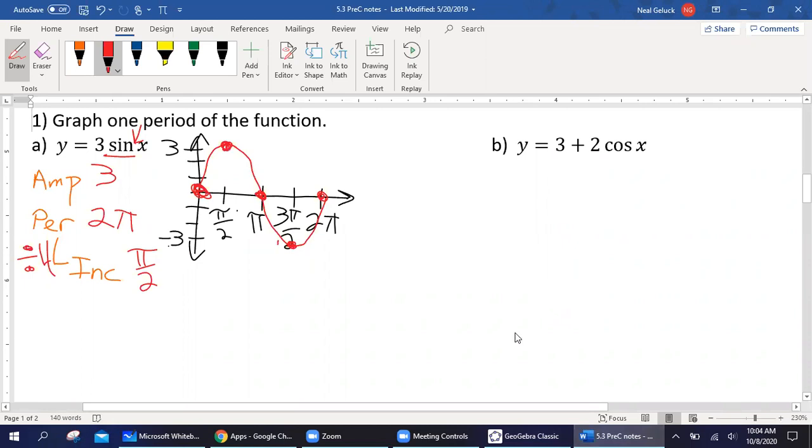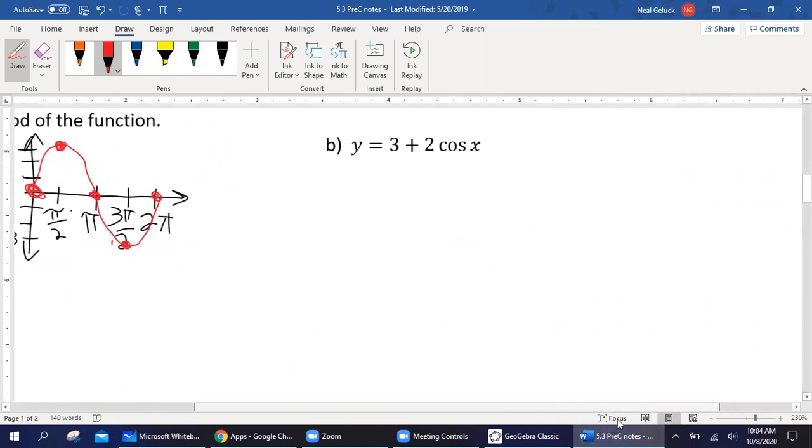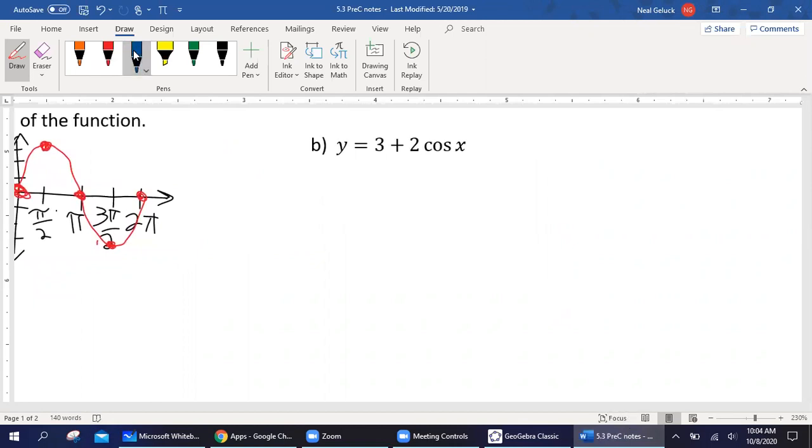For letter B, I'm going to write down my important information: amp, period, off of the period, the increment, and then we'll see if there's anything else. So the amp is what's multiplied. It's the vertical stretch, essentially. So there's a 2 multiplied to cosine, so it's an amp of 2. There's nothing multiplied to the x, so the period's the normal 2 pi. I divide that by 4 to get my increments of pi over 2.